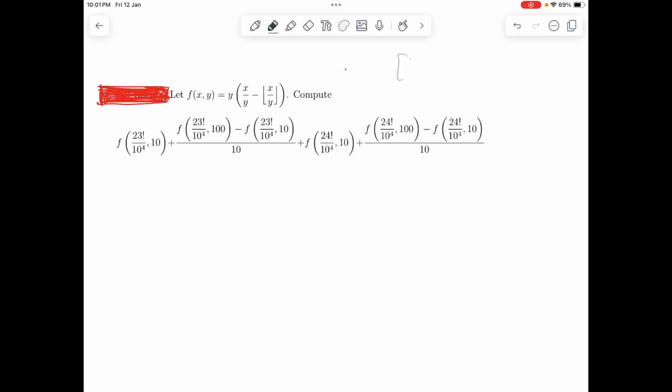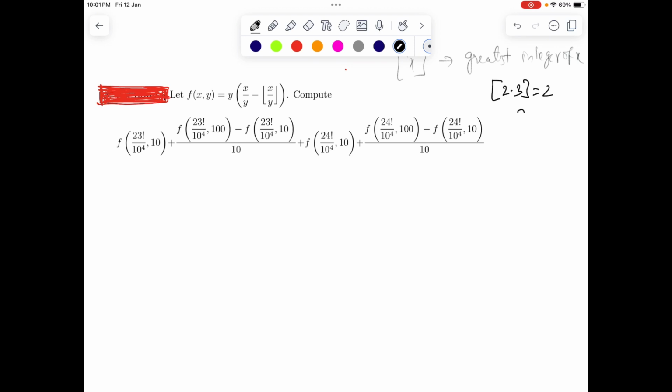f(x, y), which is given by x by y minus greatest integer of x by y. So the symbol greatest x means greatest integer of x, which you are already acquainted with, because we know greatest integer of 2.3 is 2, greatest integer of 2 is 2, and so on and so forth. So we need to calculate the value of this function.